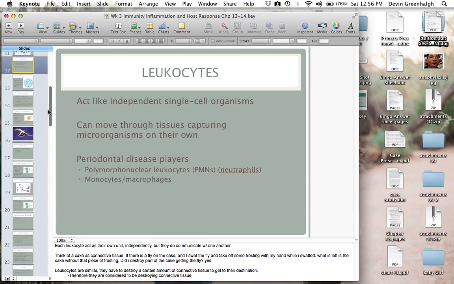So, for example, we talked about a cake in class. Think of a cake to be your connective tissue, and there's a fly on it. You go and swat the fly, and your fingers take off some of the frosting of the cake. What is left without that frosting? Just the cake, right? So, did the cake get destroyed by swatting the fly? Yes. So, in the example of connective tissue, leukocytes are going to destroy tissue in order to get to the area of need, and that's important to remember. Therefore, they're considered destroying cells.